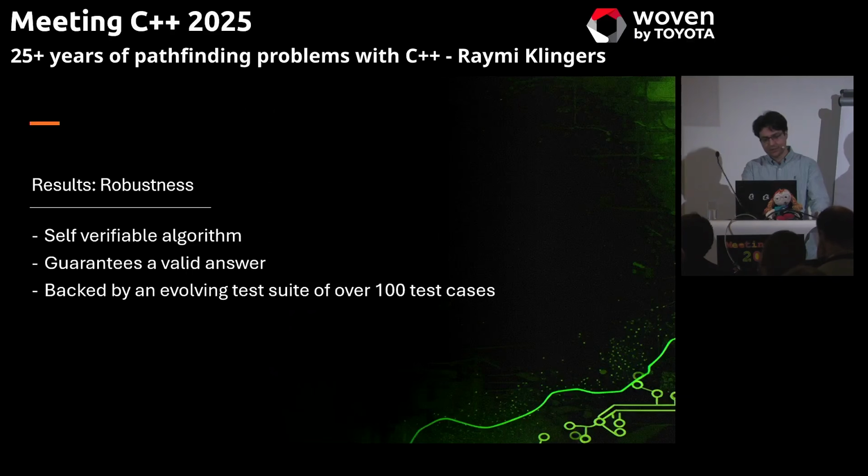On top of this, we also achieved quite a bit in the robustness area. So we have the self-verifiable algorithm. So if in the future developers want to work with it, it will slap them when we make a mistake. On top of that, we have the test suite of 100 cases that they can use to check, okay, am I actually regressing or improving the path? And it guarantees a valid answer. It doesn't have a maximum iteration cap after 64 where it just gives up. So if there is a path, it will find it.